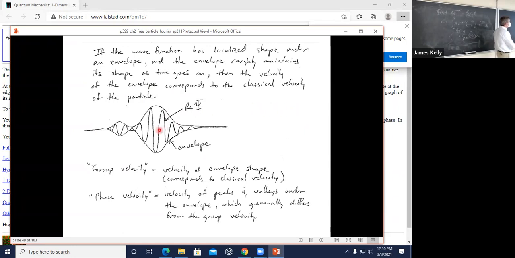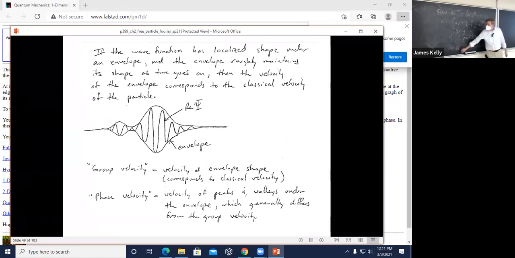I don't really care so much about how fast these little wiggles and jiggles in here are moving to the right. What I care about is the big lump of probability. If it has a sensible velocity, then that would be the thing that corresponds to the classical velocity of the particle. And how fast the envelope moves, which corresponds to the classical velocity, is called the group velocity. It means this whole mess is translating to the right. Not exactly, it might change shape slowly. We know it can't keep the same shape.